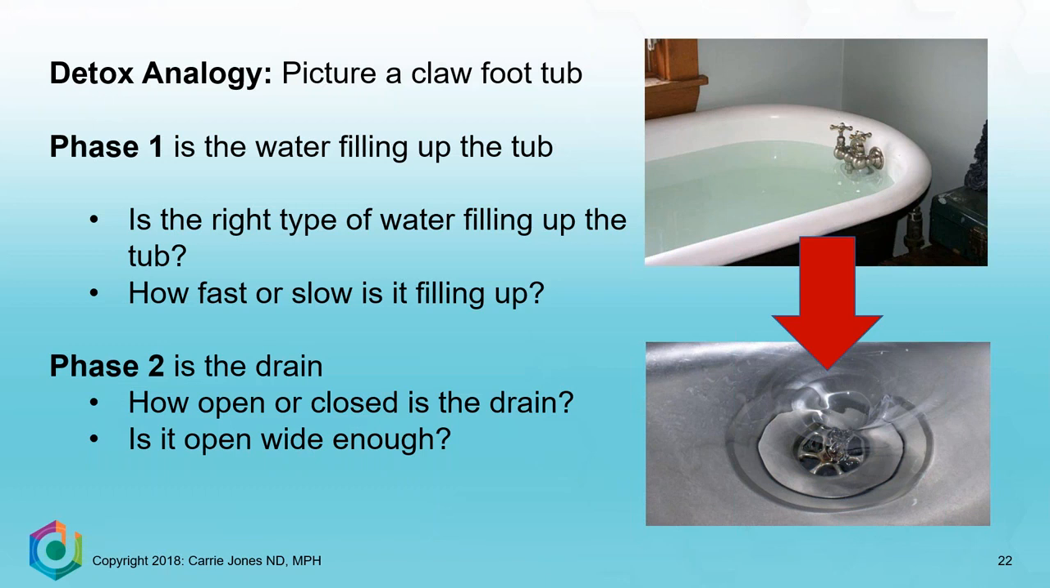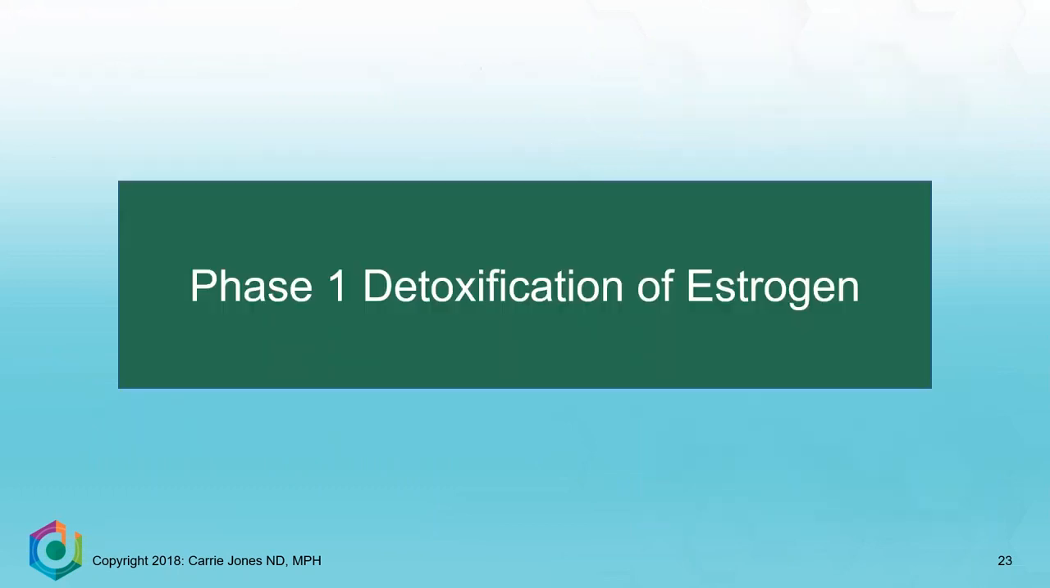Now, once you're in the bathtub, we have to get rid of it, right? So that's phase 2. That's the ability of your drain. How open is your drain? How closed is your drain? Do you have so much water coming into your drain that your drain is open but not open wide enough? And so it's more of a ratio, or relative ratio, from the water coming in to how open and unclogged your drain is. So this is what we're going to talk about as we talk about what we can do about phase 1 and phase 2.